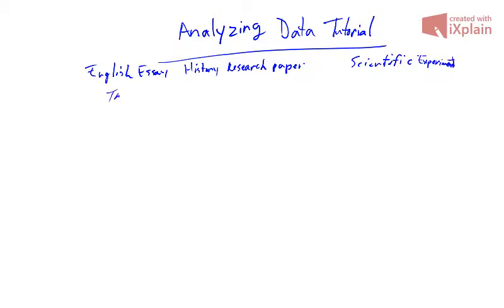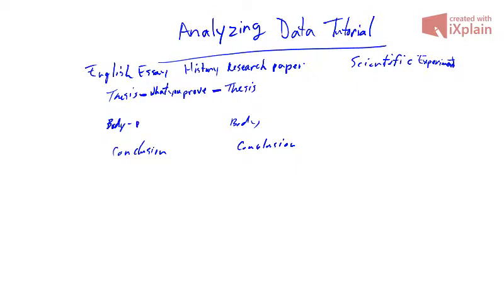So for an English essay, maybe history, you have a thesis, you have a body, you have a conclusion. The thesis is what you want to prove. In both cases, the body provides evidence and explanation.